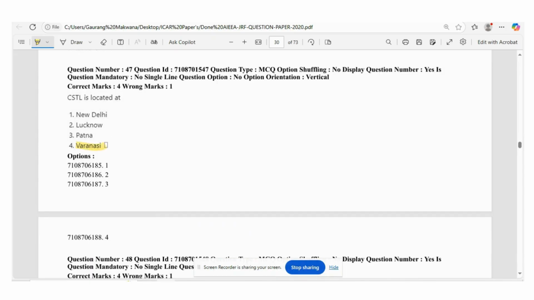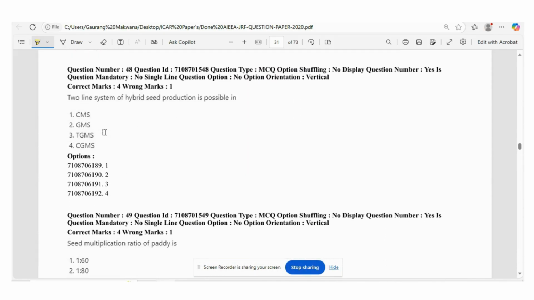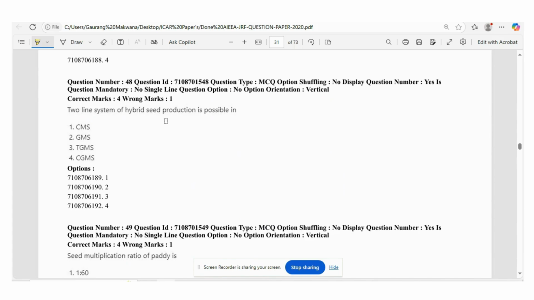Then two-line system of hybrid seed production is possible in TGMS. TGMS means thermosensitive genic male sterility, a two-line hybrid seed production system where a male sterile line, whose sterility is controlled by environmental factors, is used with a fertile pollinator line.